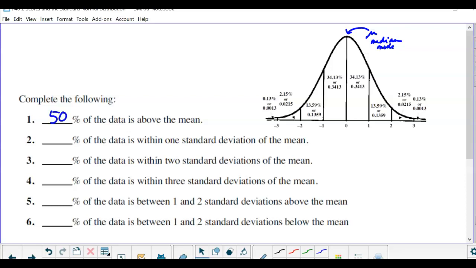Okay? Then it says, what percent of the data is within 1 standard deviation of the mean? So that would be all of that area. Within 1 means you have to look where you add 1 to the mean and where you subtract 1. Okay? So that would be 34.13 doubled, which is what, 68.26?